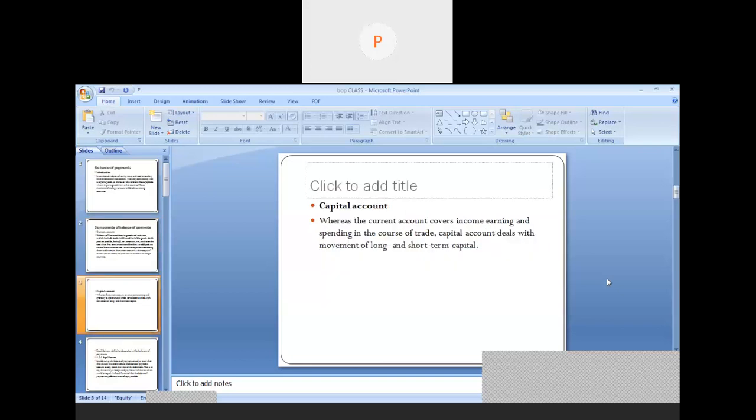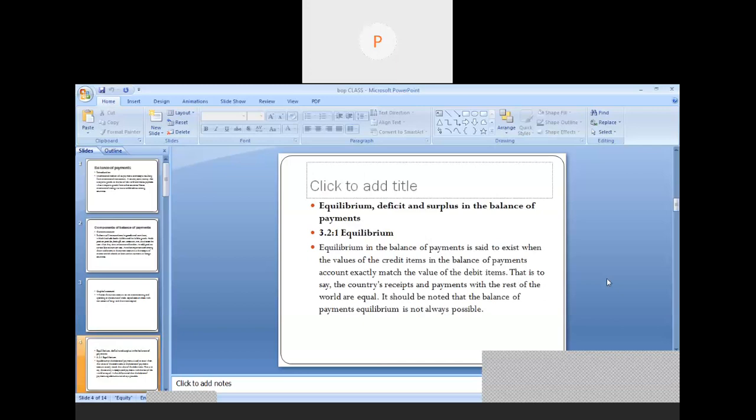So I have discussed the current account and capital account. Now, if you talk about equilibrium, how are you going to balance the deficit and surplus? Sometimes the country suffers from deficits, sometimes the country is having surpluses.